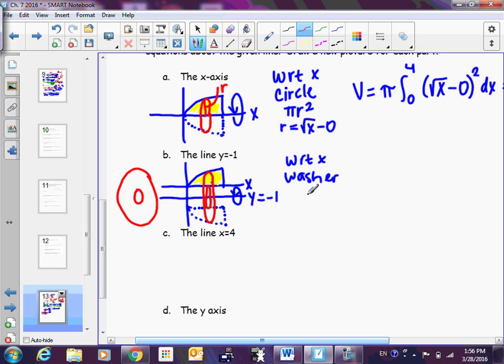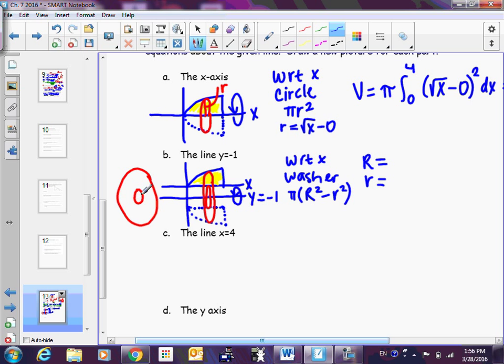When you do a washer, the formula is different. It's pi, big R squared minus little r squared. And I will tell you, the big R and the little r, neither one of them is square root of x minus 0. This is totally different. So this is going to be the big question of the day, and we're going to have to talk about this probably more tomorrow. So hold your questions until I get done here, and then we can go over questions. But we're going to have to do a lot of examples before we get really good at finding big R and little r. But neither one of them is the same as this little r from the circle.